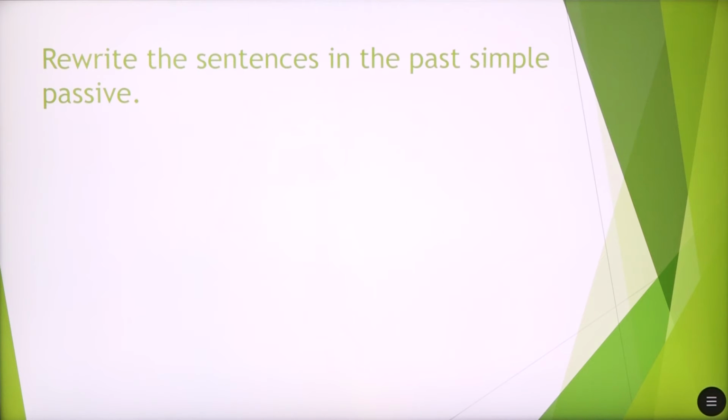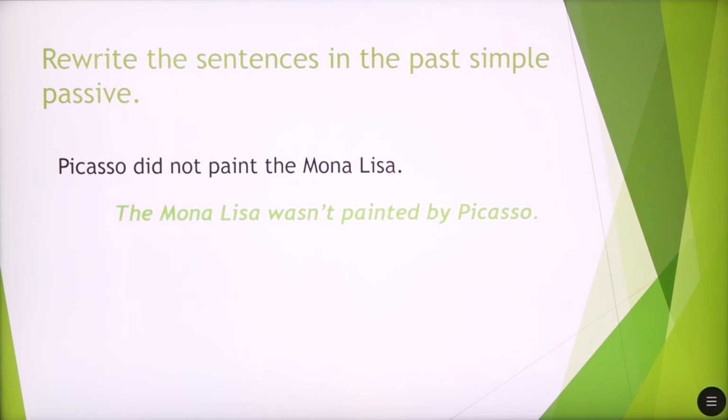Now we have to rewrite the sentences in the past simple passive voice. Picasso did not paint the Mona Lisa. So how would you change this sentence into the passive voice? The Mona Lisa wasn't painted by Picasso.